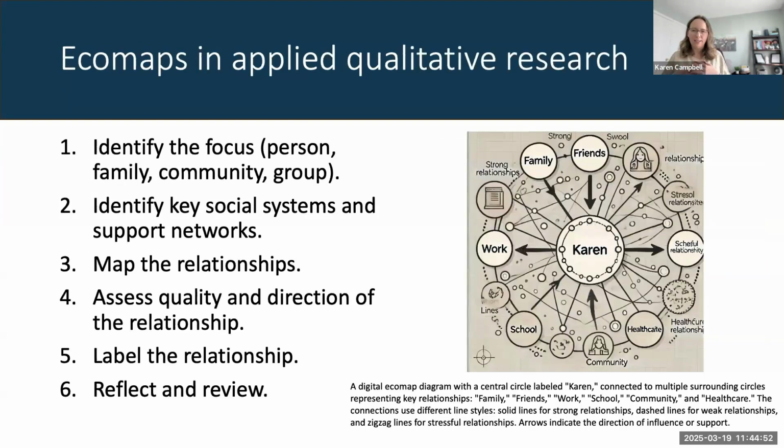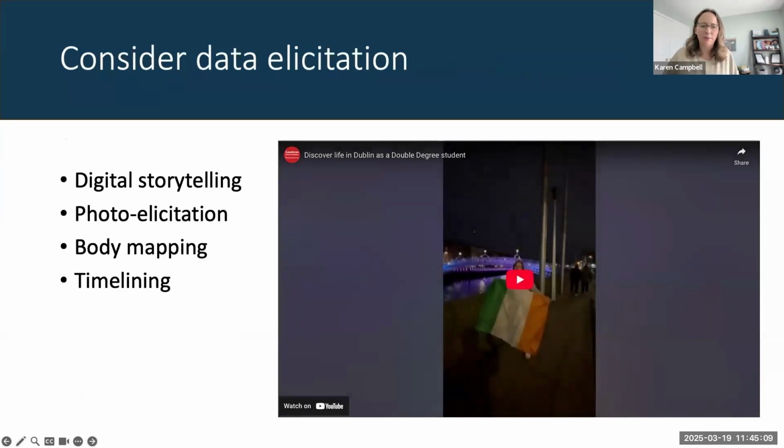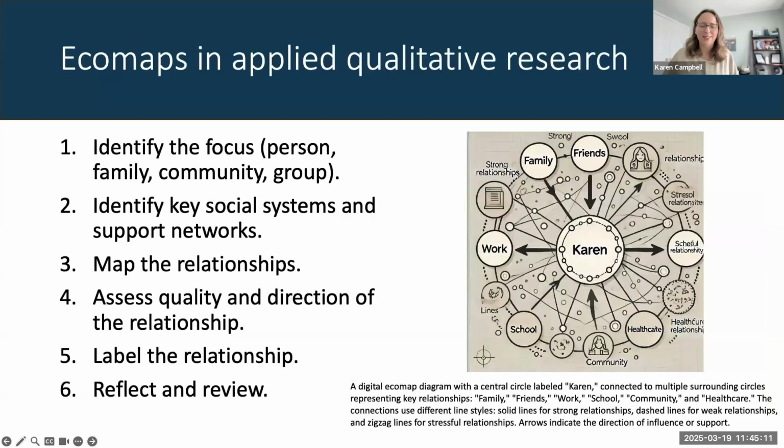Another technique that's used is called ecomaps. Ecomaps are something that's frequently used in qualitative research, and it helps us to identify who support people are in somebody's community. So here's me in the middle here. You put the person in the middle and then ask them questions around who are important people in their world.